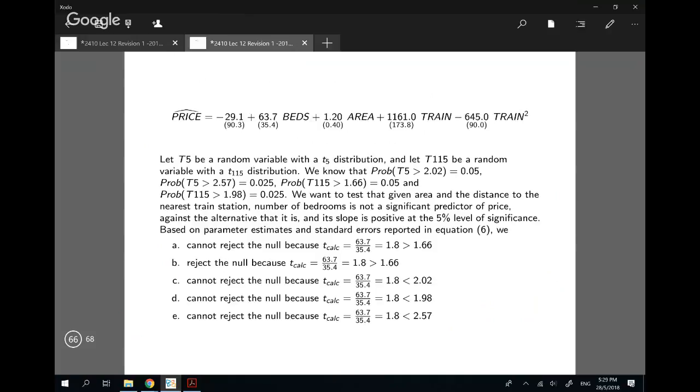Okay, let T5 be a variable with 5 degrees of freedom and T115 with 150 degrees of freedom. So the probability, okay, that's quite a long question then. Okay, can we reject or cannot reject?